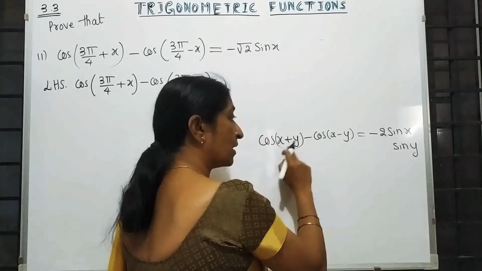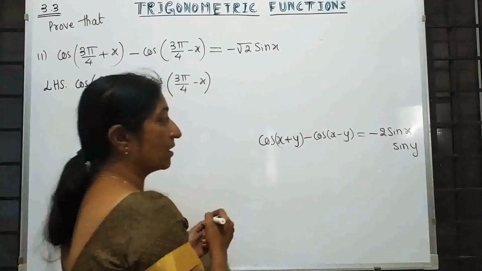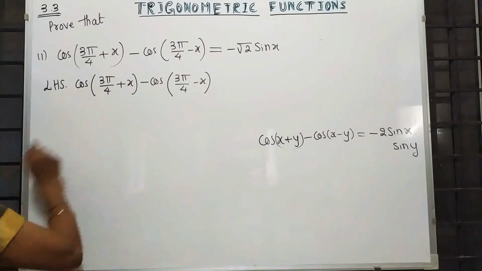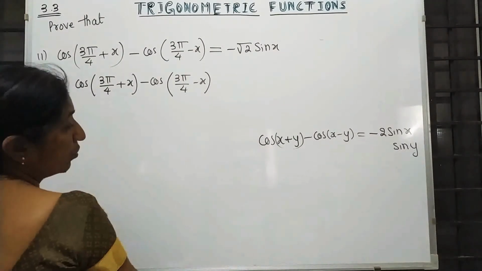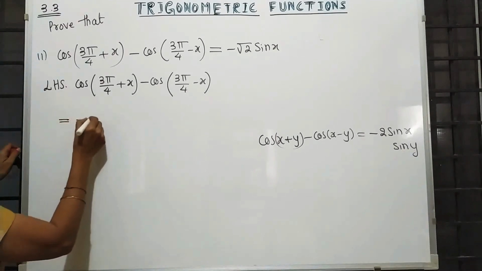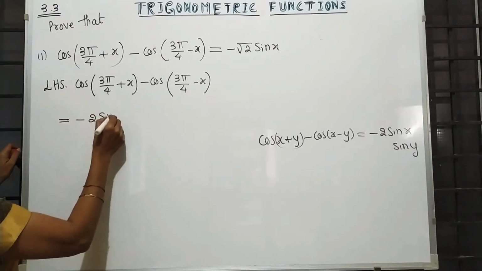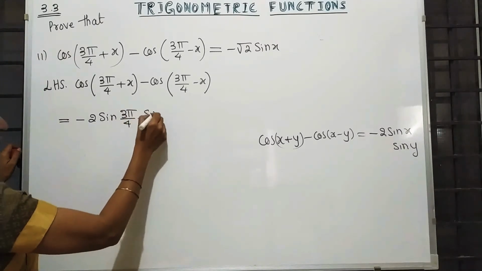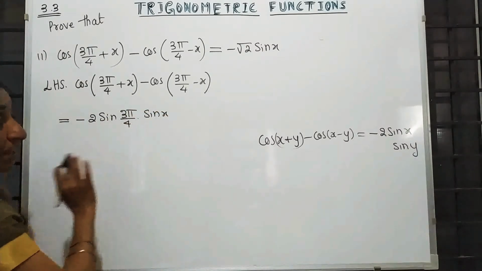The brackets are the same but they differ by sign. One is with plus and one is with minus. See that LHS, it is exactly similar to cos of x plus y minus cos of x minus y, that is minus 2 sin 3 pi by 4 into sin x. Now 3 pi by 4.